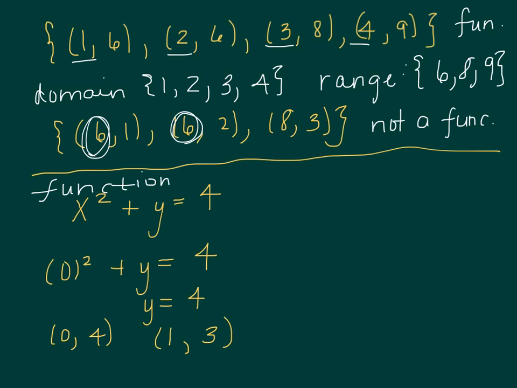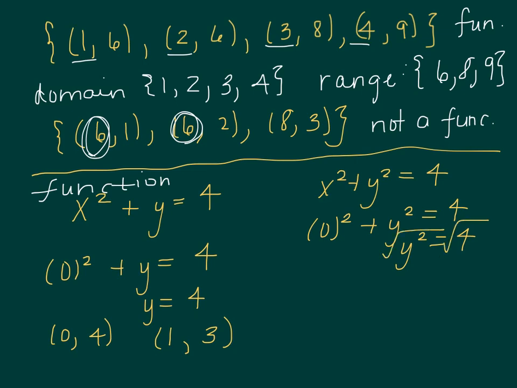Now, if you had something like this, and now when we plug in 0, you're going to get y squared equals 4. And if you square root, y could either be plus or minus 2. So that means 0 would go with positive 2 and 0 would go with negative 2. This is not a function.